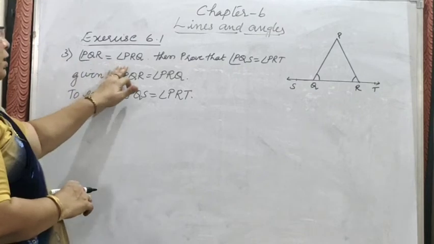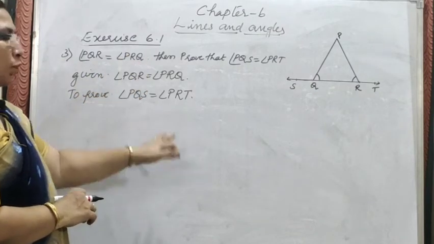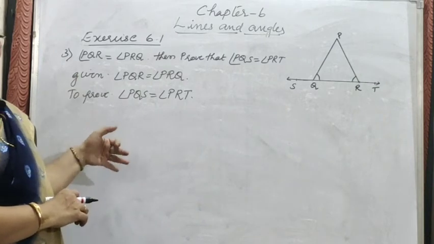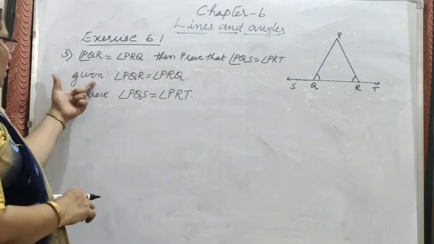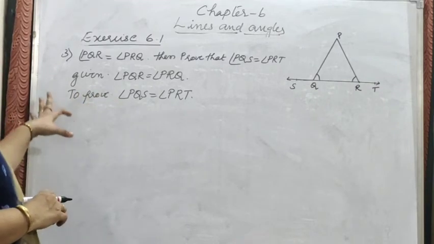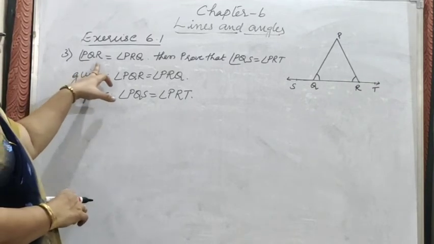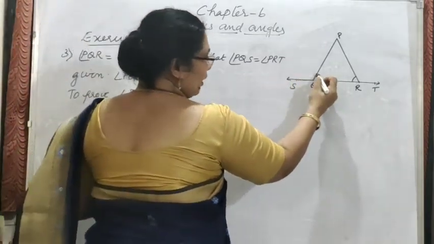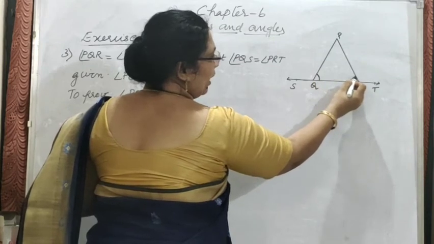Angle PQR equal to PRQ. Prove that PQS equal to angle PRT. I always told that you should always write given and to prove from the question itself. So I completed that one. This is the solution part only. So PQR equal to PRQ. In the diagram also they have marked equal signs here, PQR and angle PRQ.